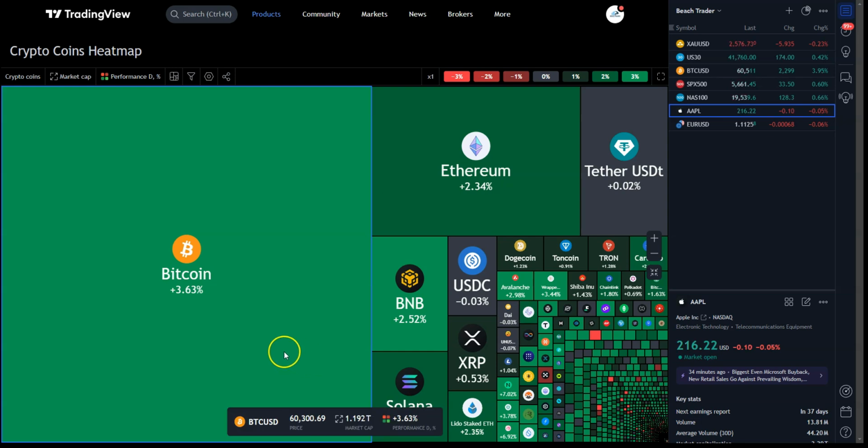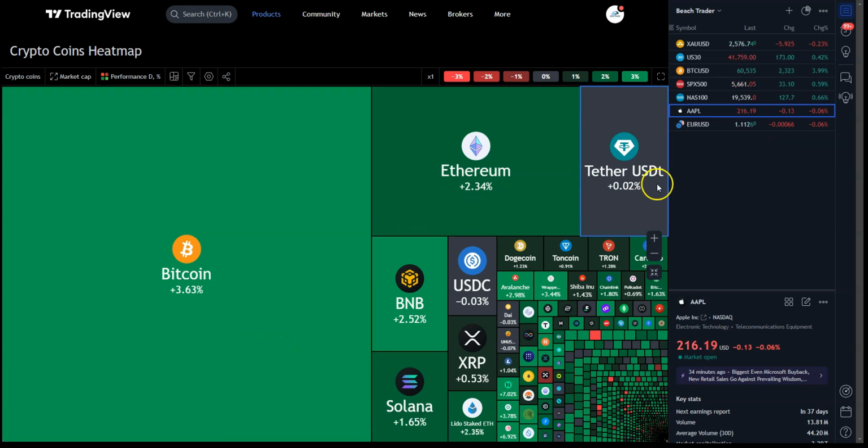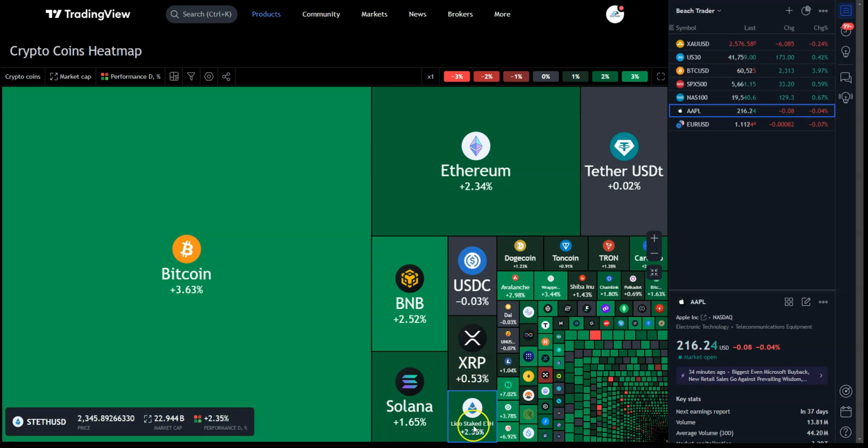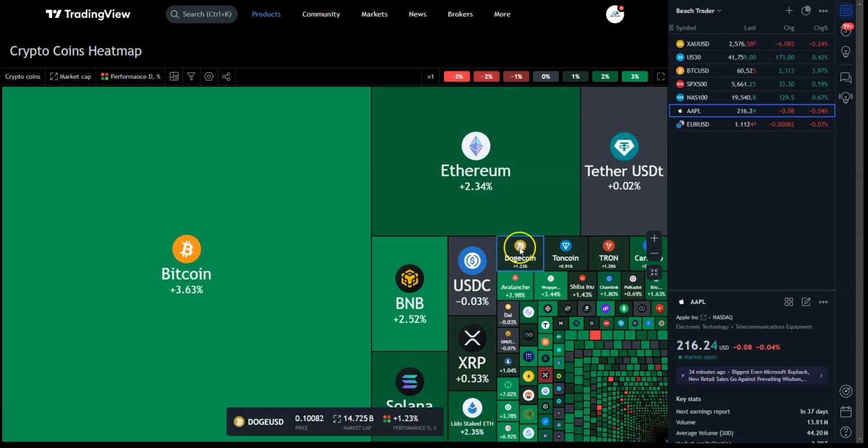Well, what's the second biggest crypto? Ethereum. Then Tether, right? Then BNB, then Solana, then USDC, then XRP, then Lido, right? And then you got to go Dogecoin, Toncoin, Tron. I love Tron.